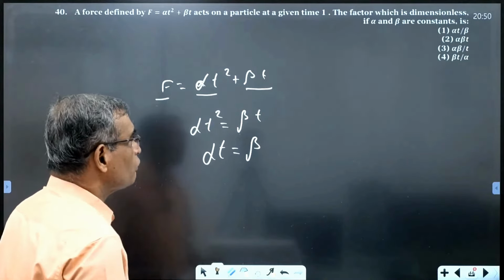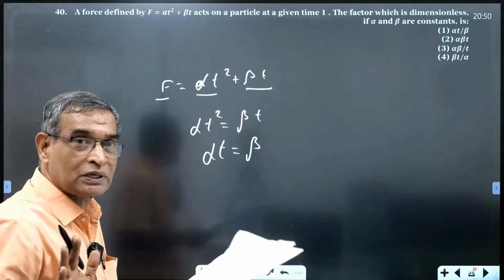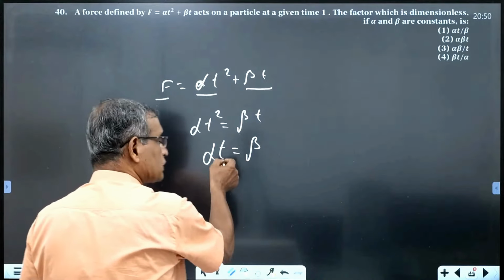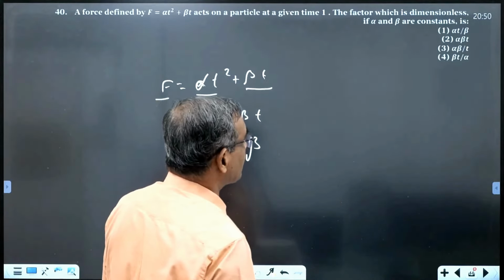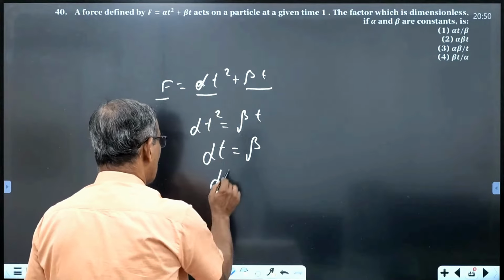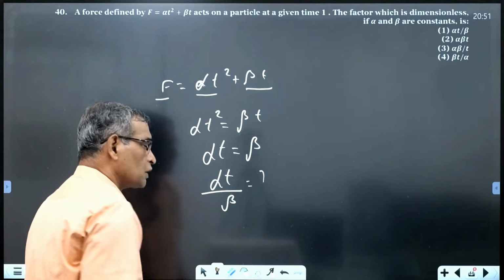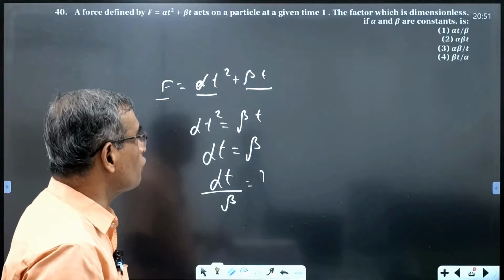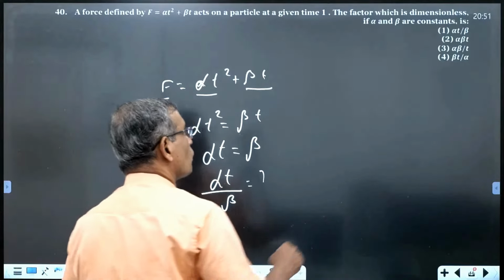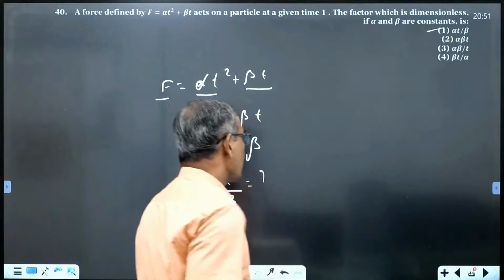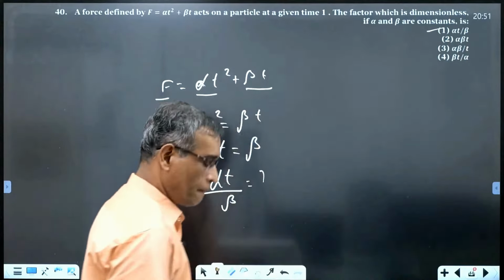Then their ratio must be dimensionless. Therefore, alpha t by beta is dimensionless. So the option is 1. We shall go to our next question, 41.